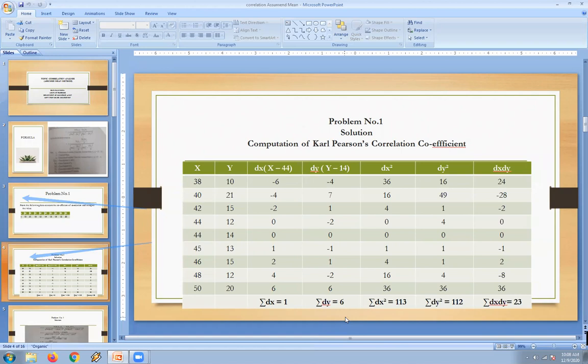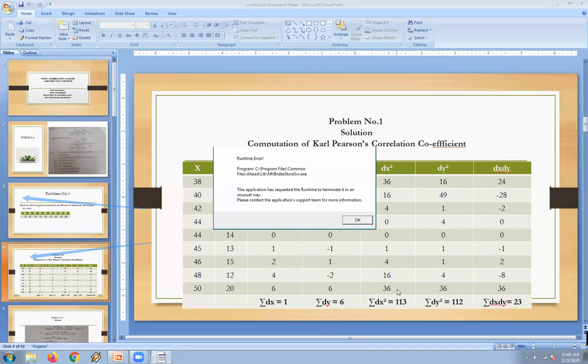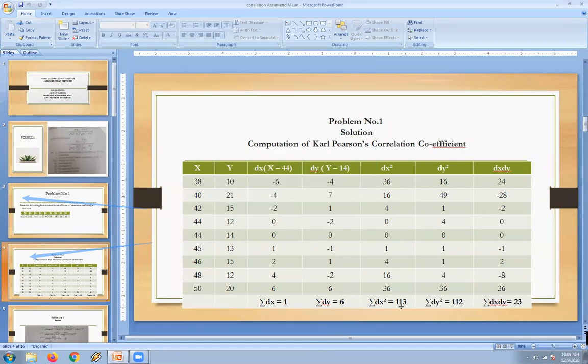Now we should go for calculating dx square. See the dx we have calculated, square it. So minus 6 into minus 6, minus into minus becomes plus, 6 square is 36. 4 into 4 is 16, 2 into 2 is 4, 0, 1 into 1 is 1, 2 into 2 is 4, 4 into 4 is 16, and 6 into 6 is 36. The total sigma dx square is 113.